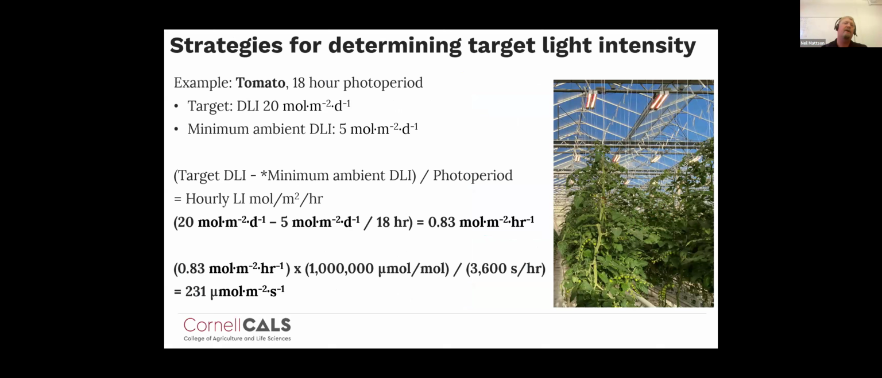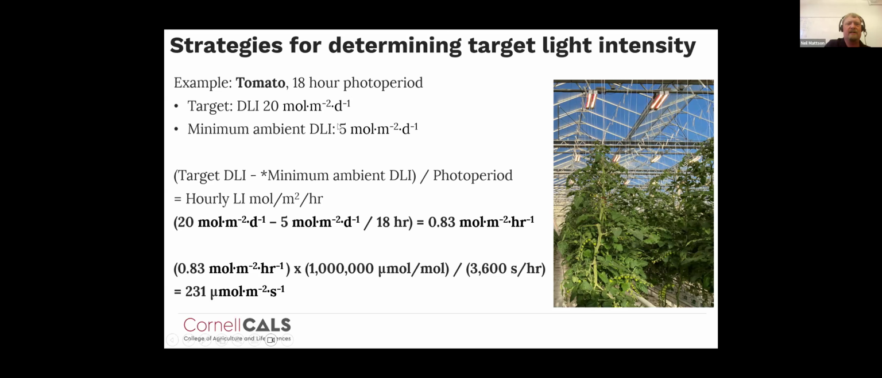So then if we think about when during the day we can add supplemental light, we can use that to think through the supplemental lighting capacity that we might need to hit a target value. And this is just an example of a calculation of that. So for tomatoes, if we wanted to hit a daily light integral target of 20 moles per meter squared per day, which is kind of a minimum target for tomatoes. And let's say we need to have a 6 hour dark period. So that gives us 18 hours of the day that we can provide light.